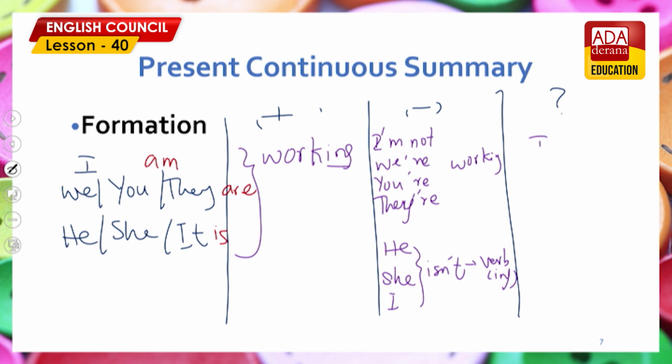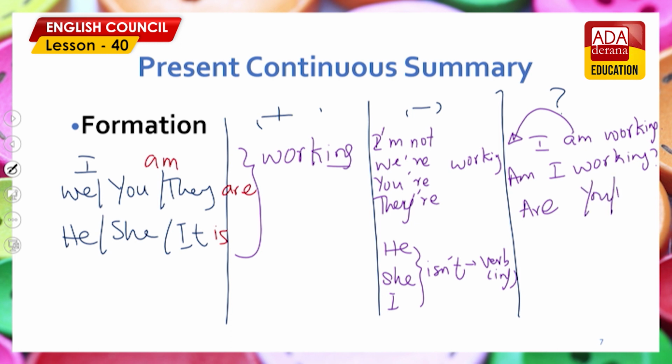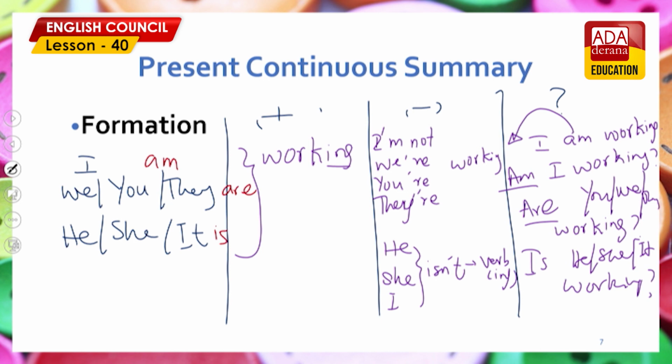Let's say I have the positive statement of the tense, I am working. What you do in a question is you take the helping verb to the front and you ask the question, am I working? Similarly, for we, you, they, you have are coming to the beginning, and are you, are we, are they working? Here you go, you have the question. And then you have is he, she, it working? You have the question. Very easy.